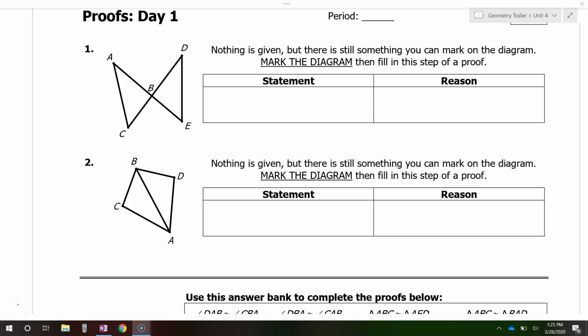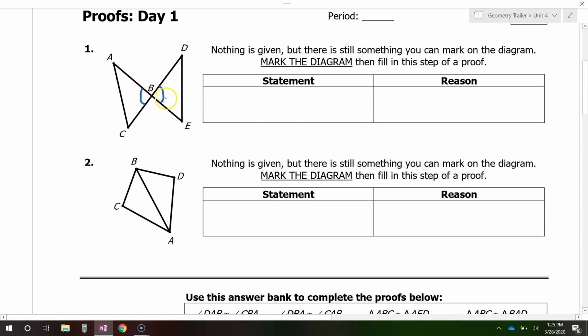In this video, I'm going to show you how to do basic geometric proofs, like proving that two triangles are congruent. Now, for problem number 1, nothing is given, but there's still something that you can mark on the diagram, and that would be vertical angles. So, whenever you have an X formed like this, it creates vertical angles.